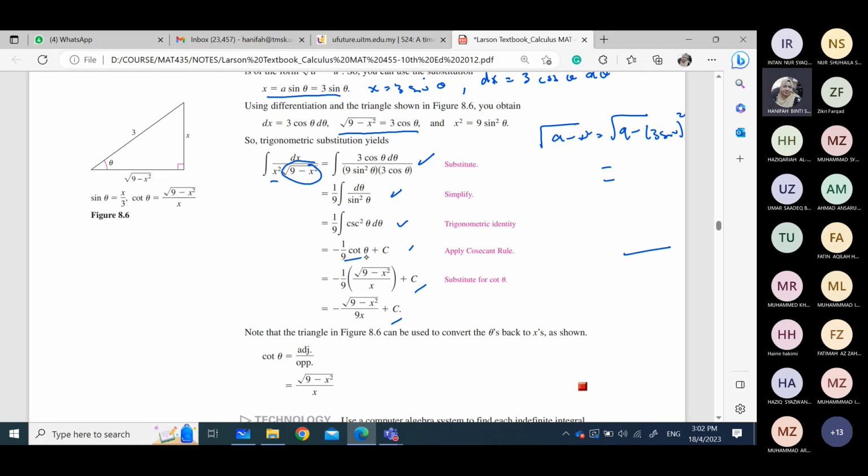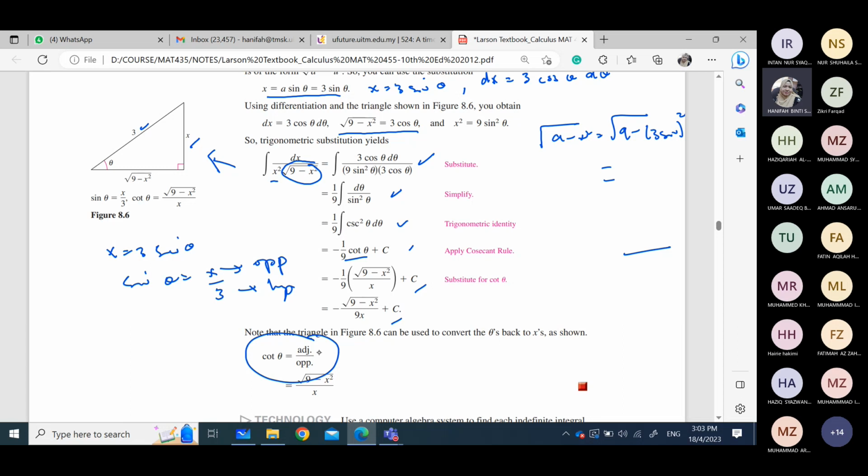Macam ni kan jawapan dia lah cotangent. So cotangent it is about adjacent over opposite. So daripada mana you nak dapat ni? Daripada diagram yang ini. So how to draw this diagram? It is based on the substitution, which is x equals 3 sin theta. So sin theta is equivalent with x over 3. So x is opposite and 3 is hypotenuse. Okay, so we have 3 here, x here. So therefore this length is the square root 9 minus x squared.